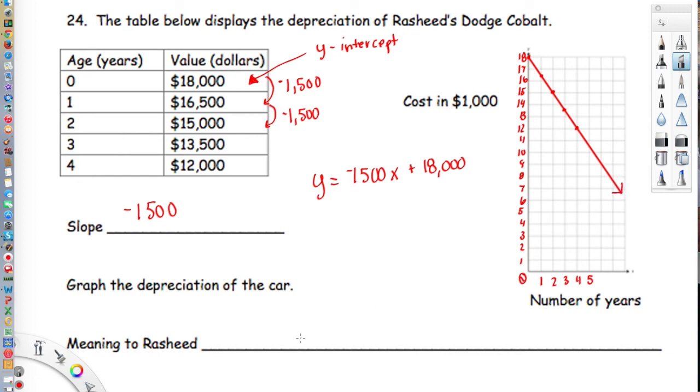So what's the meaning of this? The meaning is simply this. Rashid's car is decreasing in value $1,500 every year.